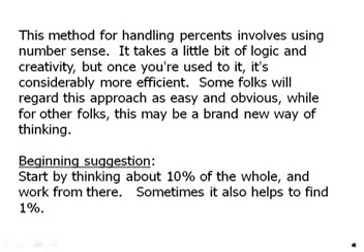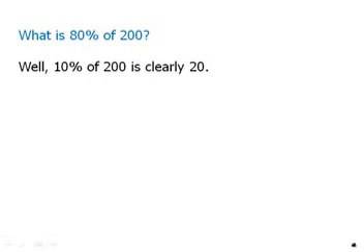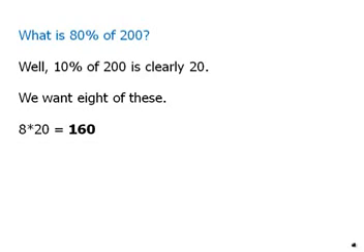The beginning suggestion, start thinking about 10% of the whole and work from there. Sometimes it also helps to find 1% of the whole. So I'll work through some of the problems that appeared in the last video. What is 80% of 200? Well, one way to think about this, certainly 10% of 200 is clearly 20. We want 8 of those. 8 times 20 is 160, so that must be 80% of 200.